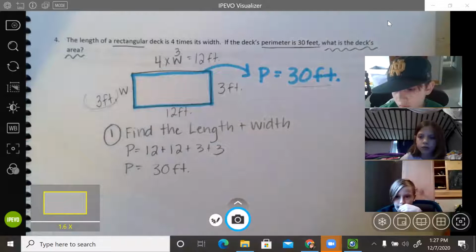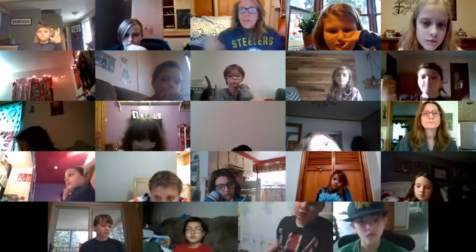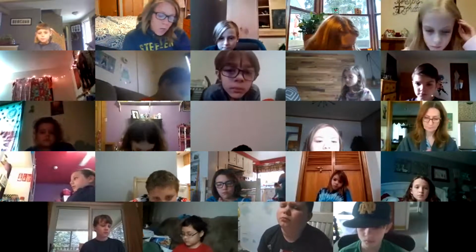Okay, so let me see a share of hands. Who found the width to be 3 feet? Very good. Nice job. If you didn't find a width of 3 feet, then you wouldn't have had a total perimeter of 30. Okay, so now back to the drawing board. All that work, and we didn't even get an answer yet because these are 4th grade multi-step problems. So then the question asks you, let's get back here.